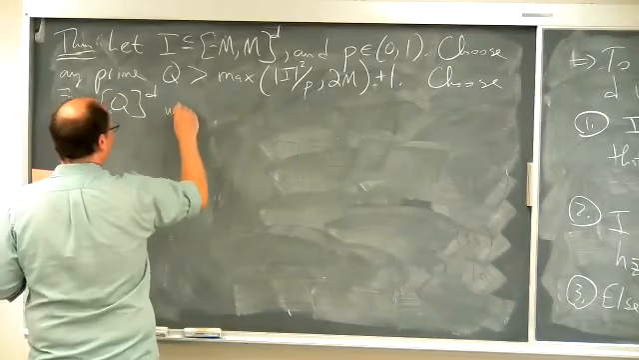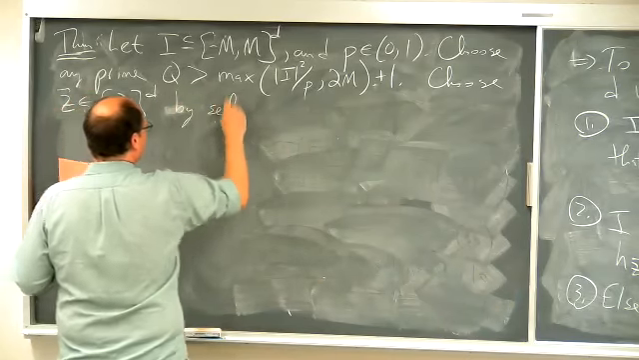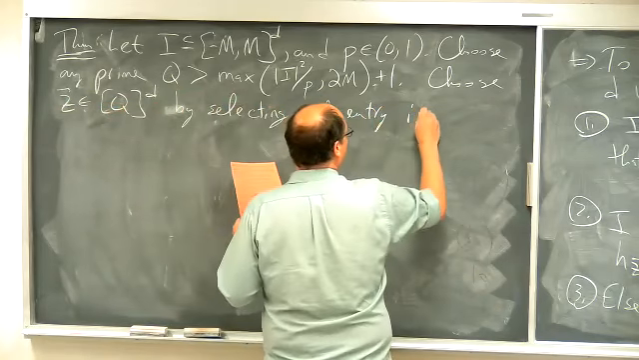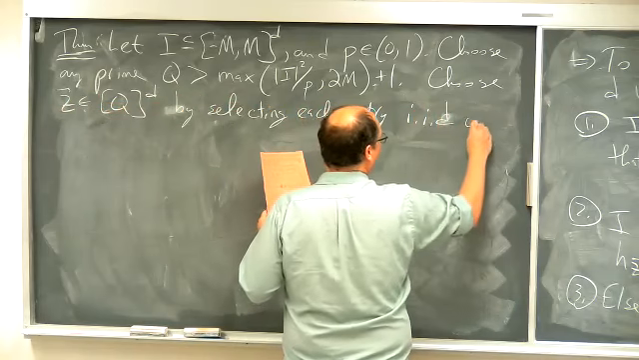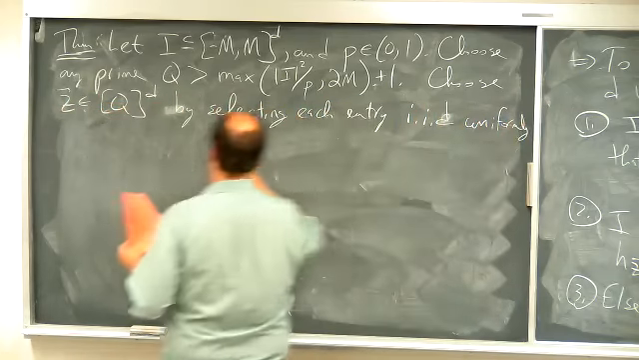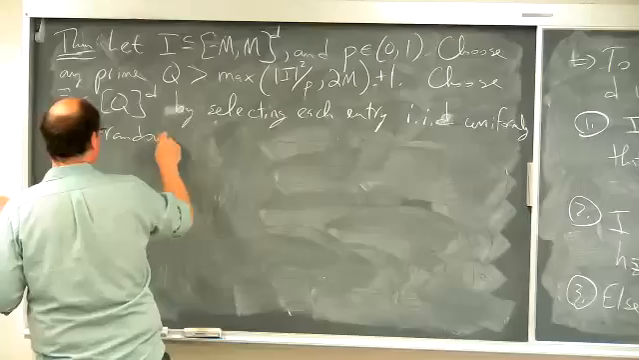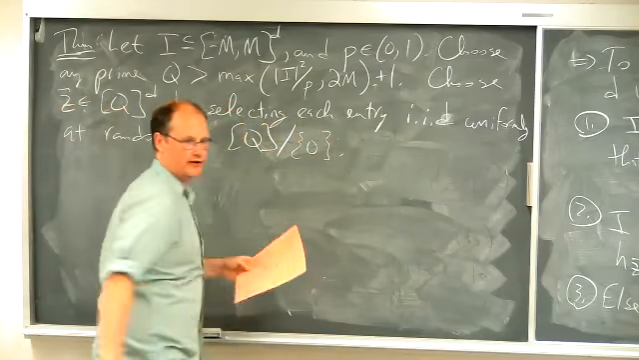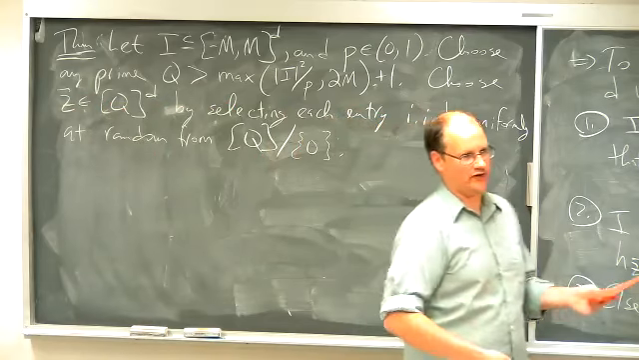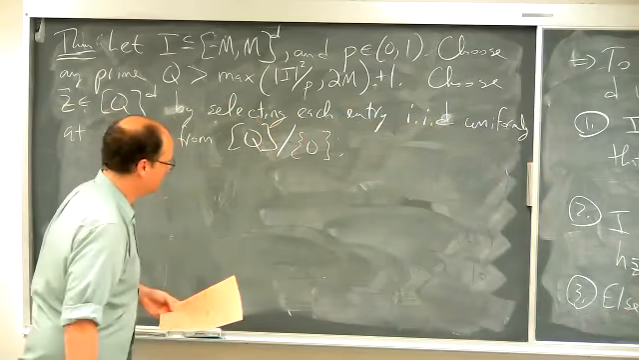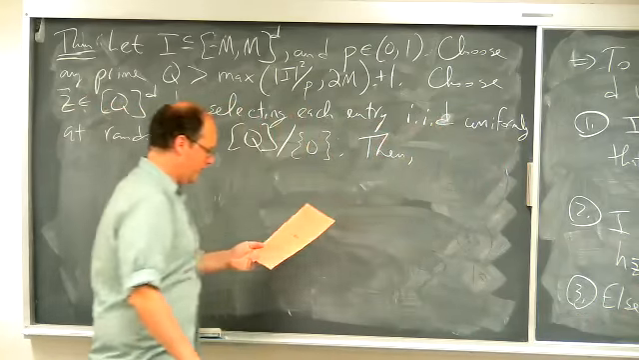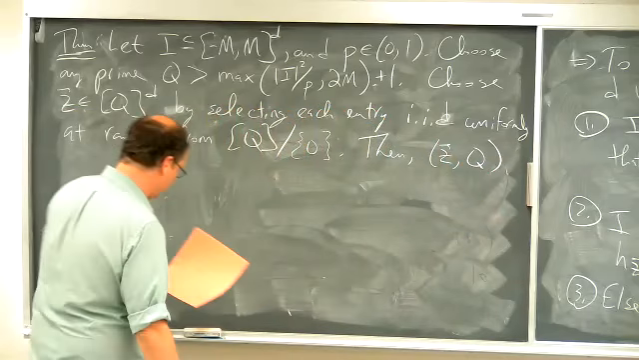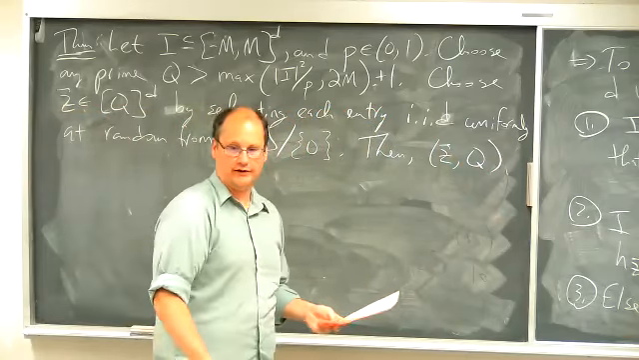So we're going to select each entry independently and identically, uniformly at random from Q, but we're not going to take 0 for obvious reasons, because that would be a dumb thing to do. That means effectively we'd be ignoring some dimension ultimately. So we're not going to take 0. If we do that, then this choice you've just randomly generated will form a reconstructing rank 1 lattice for I with probability at least 1 minus p.